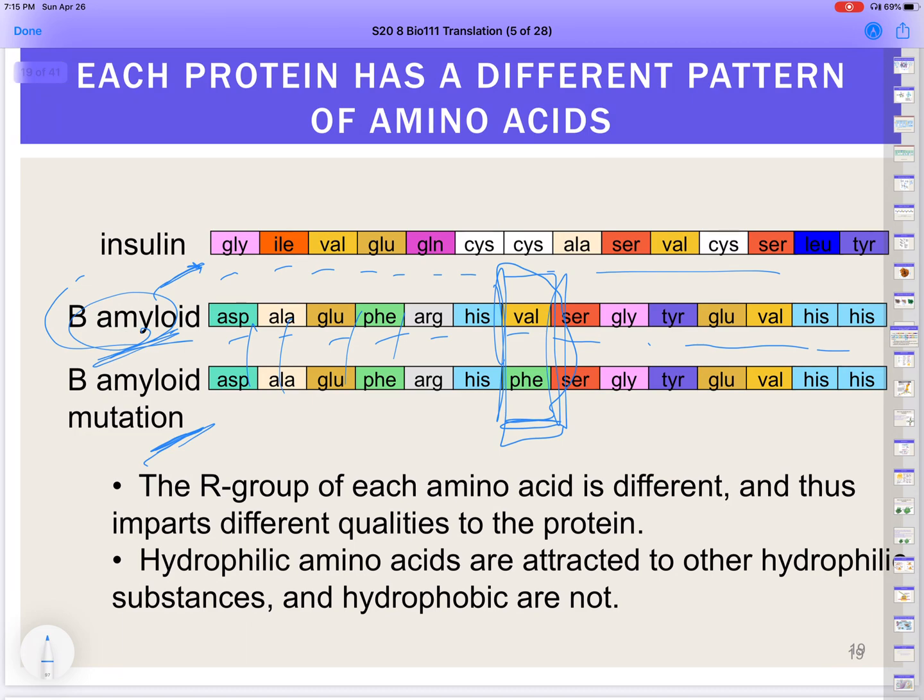Valine to a phenylalanine, and it causes this. Beta amyloid is actually the protein that's responsible for Alzheimer's. So it causes a severe neurodegenerative defect here.